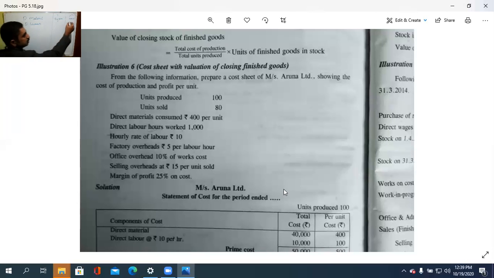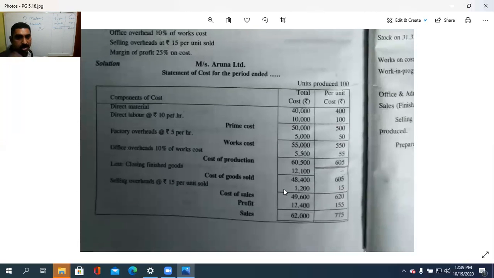So how much? 1,000 divided by this one, isn't it? 1,000 divided by 10, it is 100. Then here 10,000, that is already 1,000 into 10. So 10,000. Then prime cost is only this much. So PC is what? 50,000. So it is 500, isn't it? 50,000. So 500.